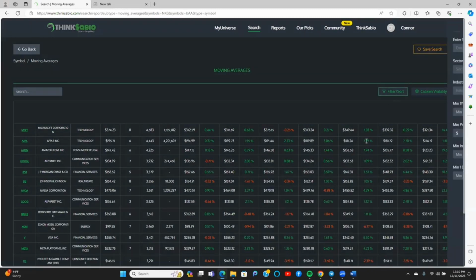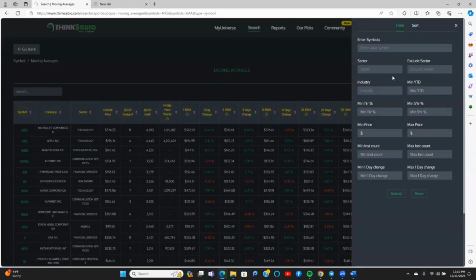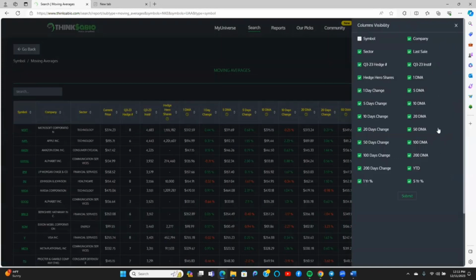And then here, you can filter based on specific data values. Let's say you only wanted to look at stocks above or below a certain price, or ones that had a certain day moving average. You could do that. And if you wanted to pick and choose which columns you wanted to see, only choosing the columns that are most relevant to you, you can uncheck the boxes here.